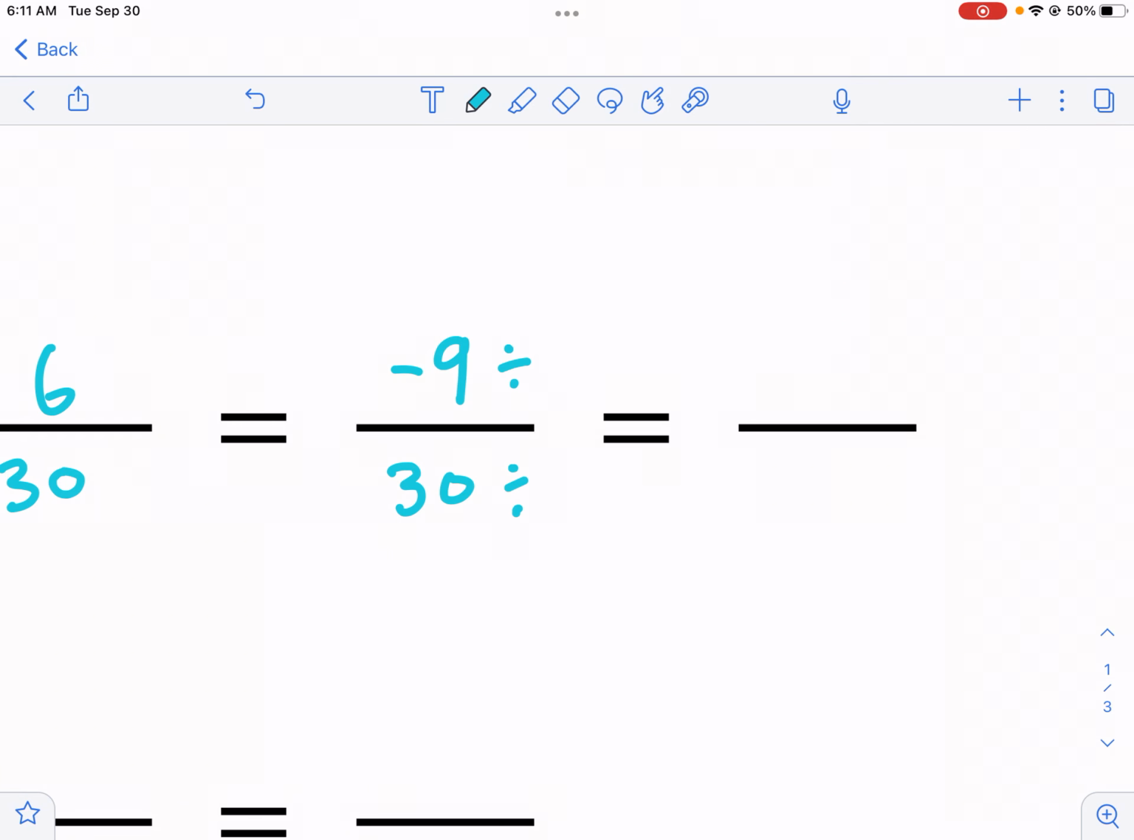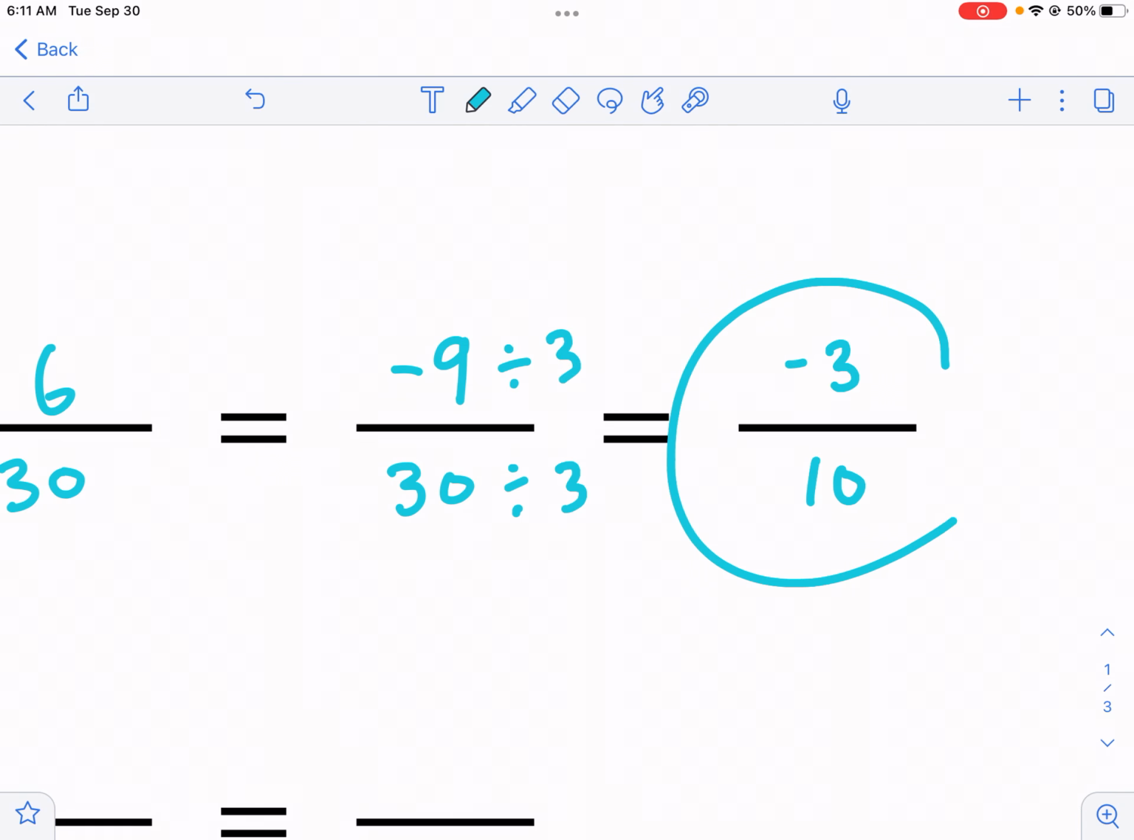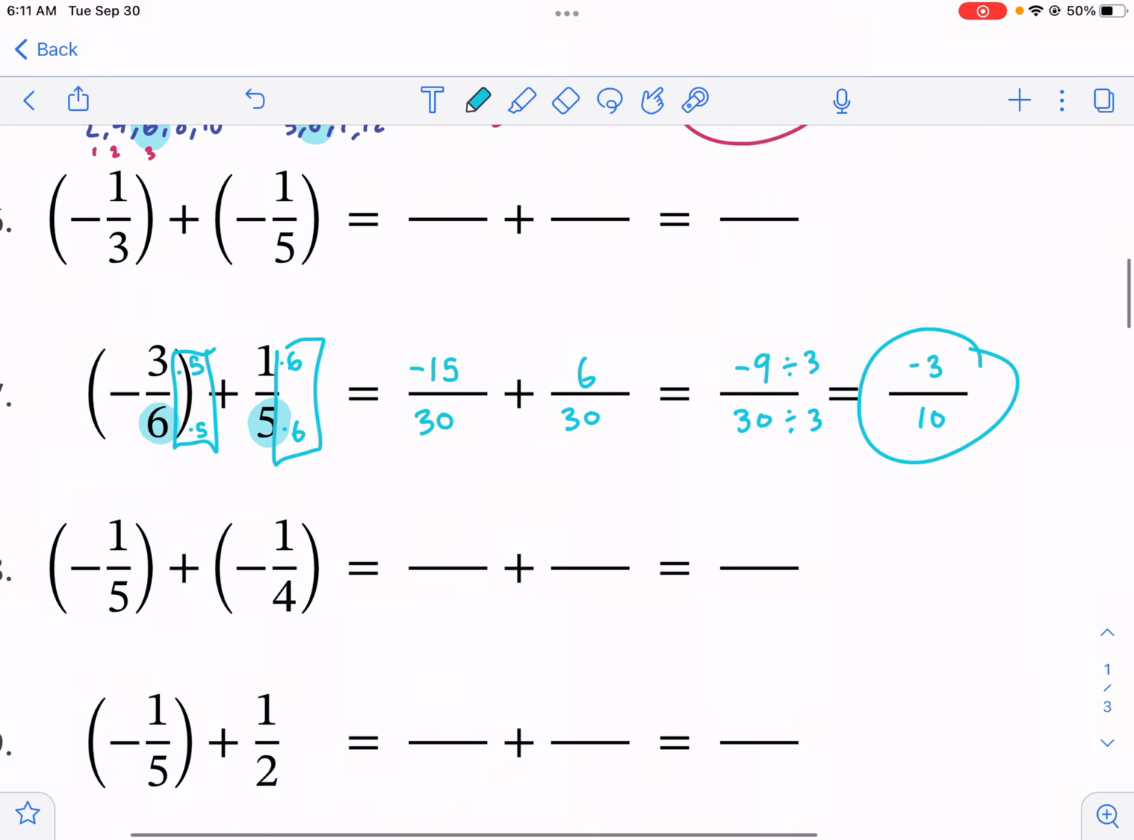Does 30 have 9 as a factor? No, it doesn't. What about 3? Yes, it does. So we do negative 9 divided by 3. That's negative 3. 30 divided by 3, that's 10. Negative 3 tenths is my answer.